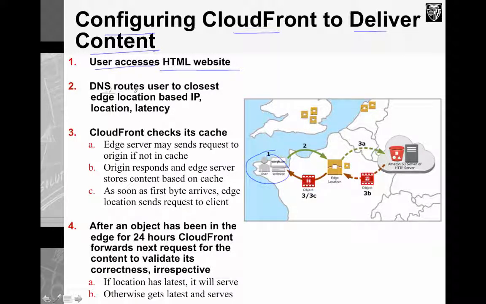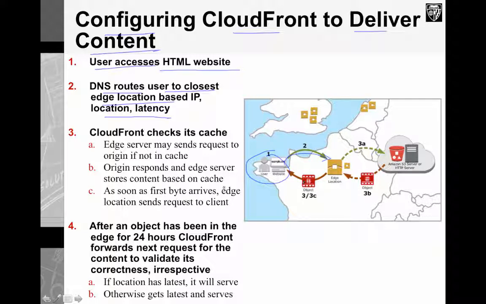In step 2, the DNS routes the user to the closest edge location based on the IP location and latency. So the user is really going to the DNS server, asking the DNS server, hey, which edge location should I go to? And the DNS server will hopefully return you an edge server which is going to be the closest one, which is what it does. And it does it based upon various considerations. We'll talk more about this in the advanced architectural sections. The client then connects to the appropriate edge server.